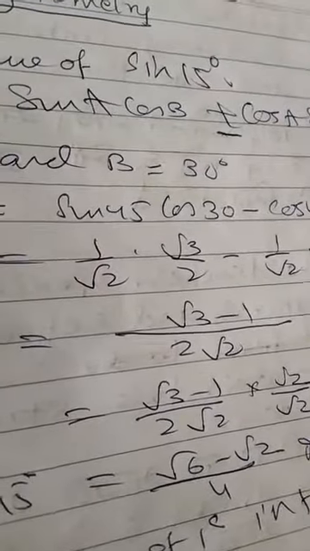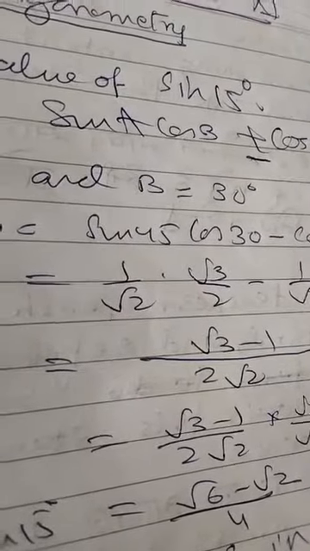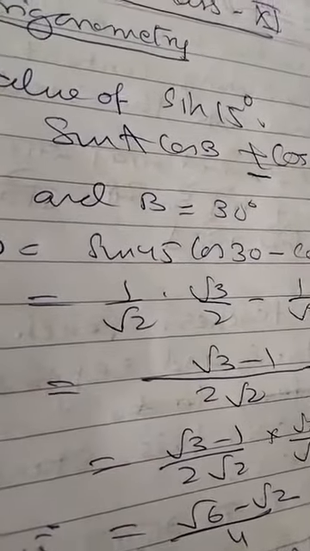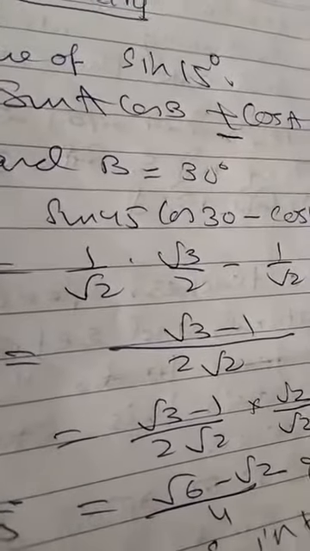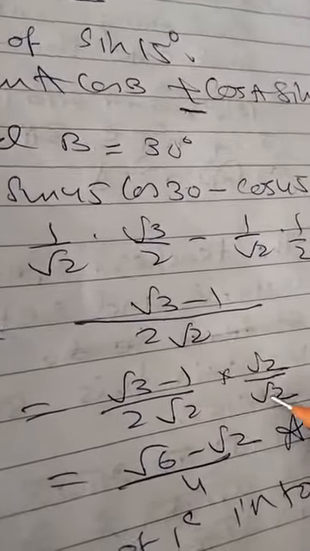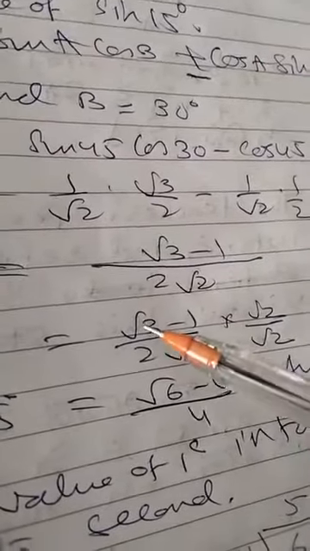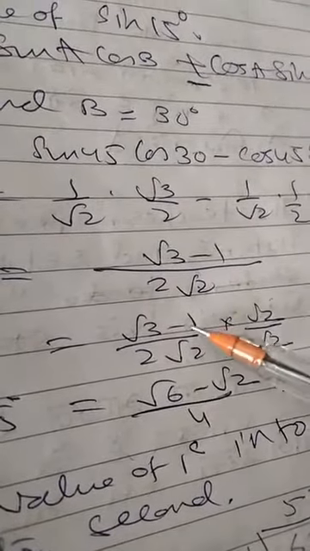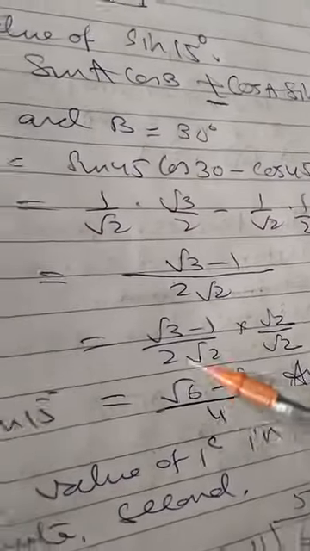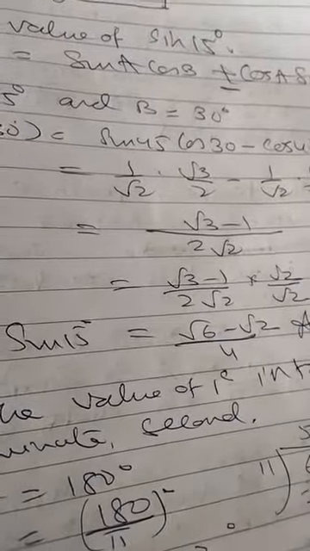Take their LCM, 2 root 2. After calculating we get root 3 minus 1 in the numerator, and because an irrational value cannot remain in the denominator, we multiply by root 2 in numerator and denominator. Multiplying root 2 with both, we get root 6 minus root 2 in the numerator, and root 2 into root 2 is 2, 2 into 2 is 4. So the final value of sin 15 degree is root 6 minus root 2 by 4.